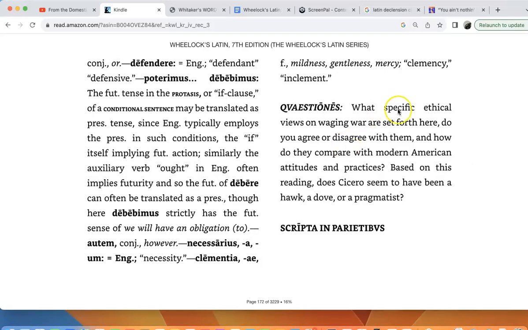They have a question here: what specific ethical views on waging war are set forth here? Do you agree or disagree with them? And how do they compare with modern American attitudes and practices? Anyways, just food for thought.